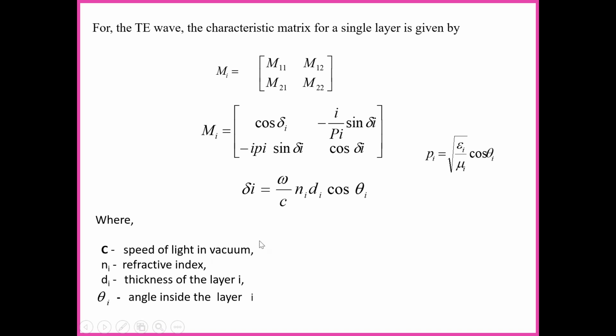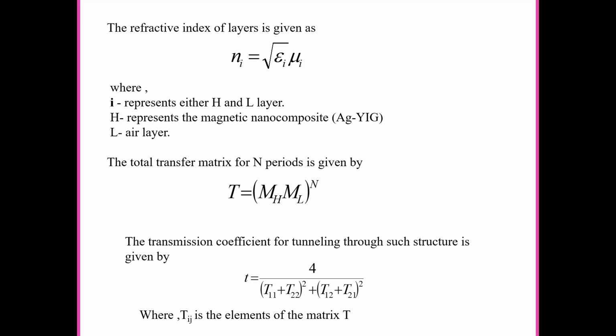All the things are given. c is the speed of light, n i is the refractive index, d is the thickness of the layer, theta is the angle of incidence in the layer. Actually, we are taking normal incidence, therefore cos theta is equal to 1. Now, n i can be calculated using this equation, the square root of epsilon i times mu i. For the air medium, it is almost equal to 1. For the nanocomposite medium, we substitute the value of permittivity and also the value of permeability. For normal incidence, we find the n i value.